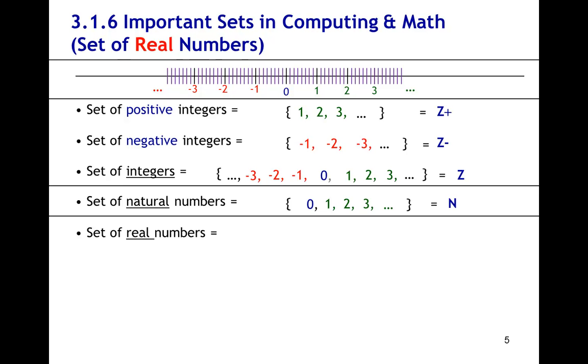We say that the set of real numbers is the set of little x such that x is in between positive infinity and negative infinity. Note that this symbol that looks like a sideways 8 indicates infinity, and this set of real numbers is given the shorthand of capital R.